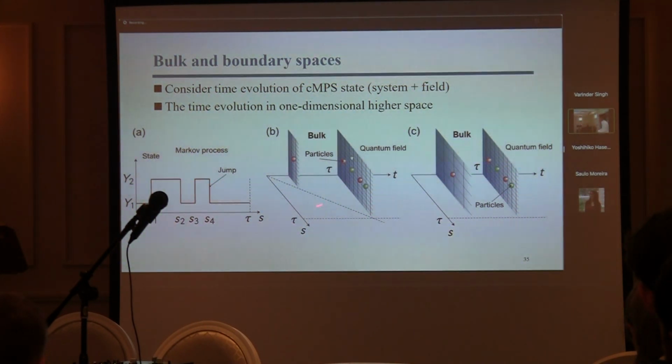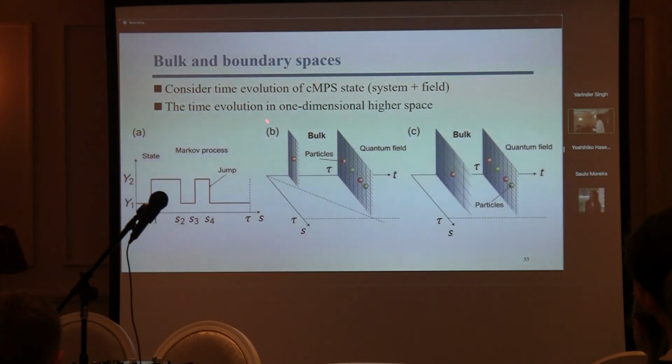So this jump information can be represented by this plate. Now we are interested in the time evolution of this CMPS state itself. So this direction is the time evolution of the original Markov process. On the other hand, this horizontal direction is the time evolution of the CMPS state.